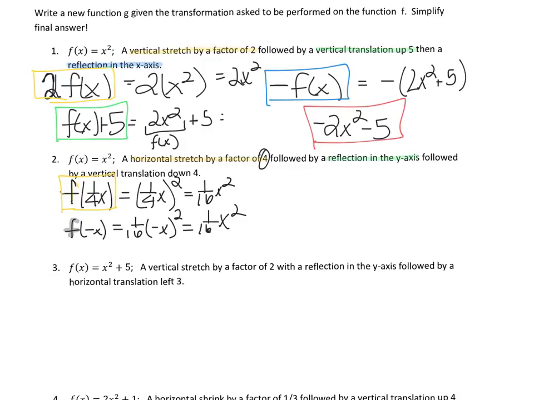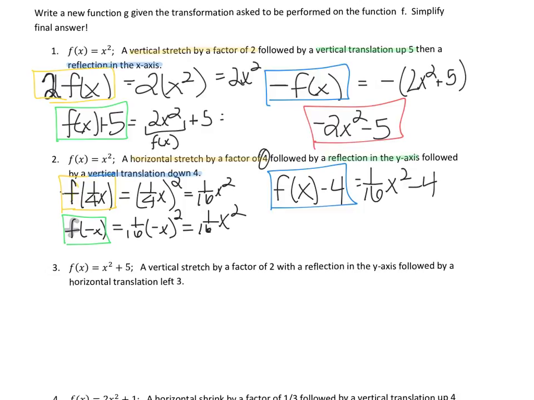And then the last thing it asks us to do is a vertical translation down 4. So we're going to, let's put this in green, f of x minus 4, which is our blue step. So that means I'm taking 1/16 x squared and subtracting 4. And that is my final answer, because there's nothing else to simplify.